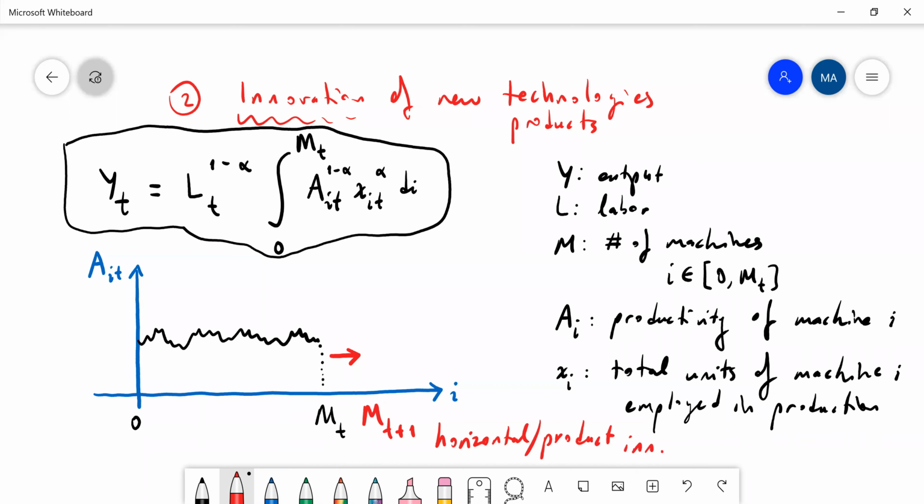Okay, so if new firms are opening, new machines are discovered, new markets are opened, this type of innovation is called horizontal or product innovation. And these new firms, suppose that they enter with some random productivity, right?